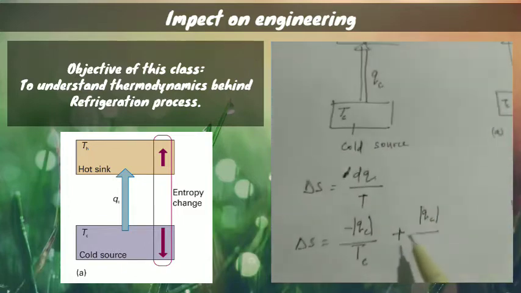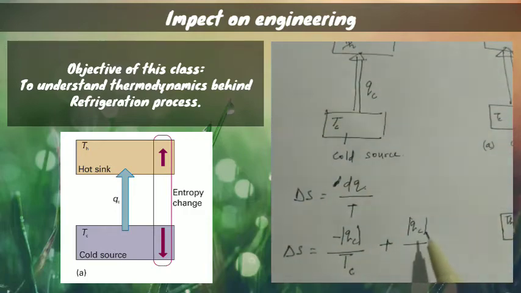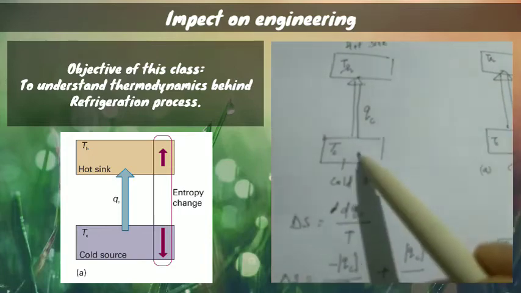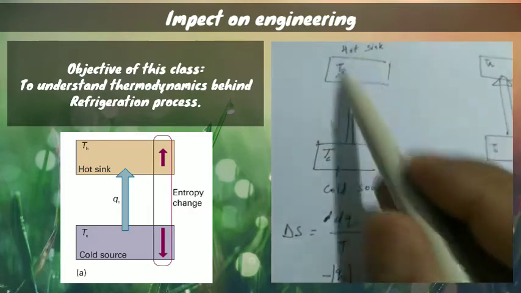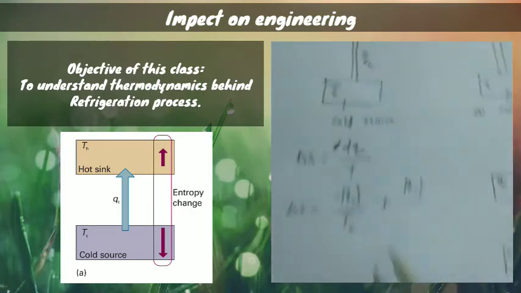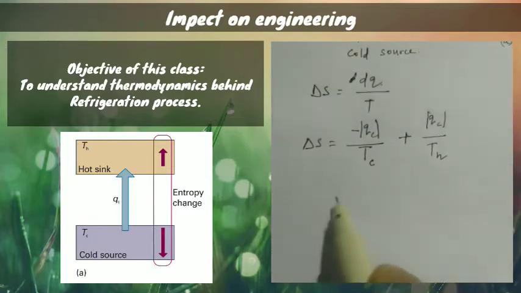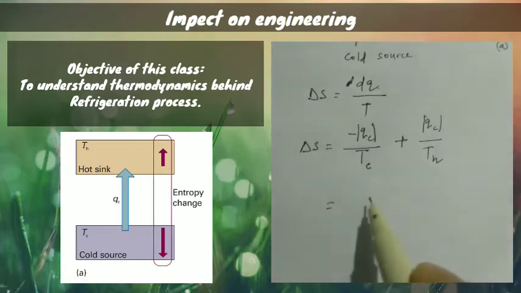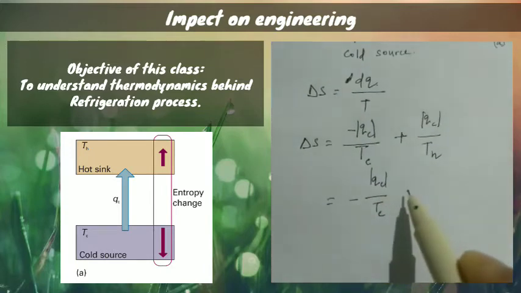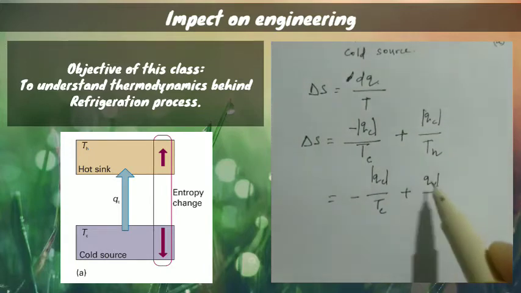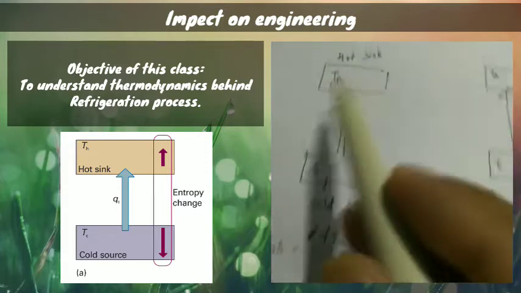But in the hot sink, we add the Qc amount of heat which was removed from the cold source. The temperature of the hot sink is Th, so we have to divide by Th. If you simplify, it will be minus Qc by Tc plus Qc by Th.